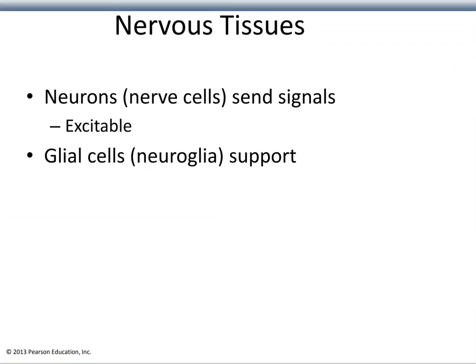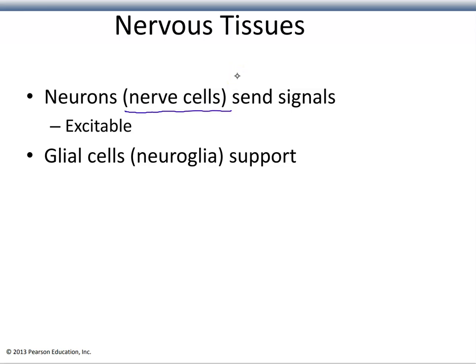Now moving on to nervous tissue. The cells that are doing the job of the nervous system will be the neurons. Those are the nerve cells, and they're also postmitotic. They are staying in place for life. If you lose them, you can't replace them. That's something to think about.